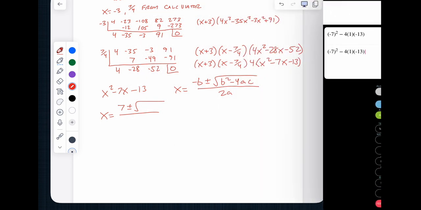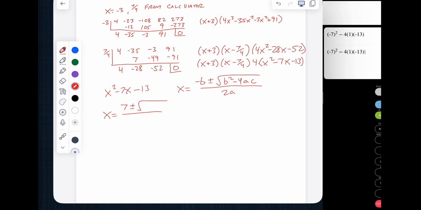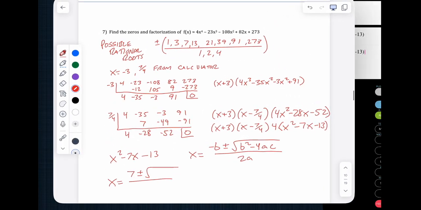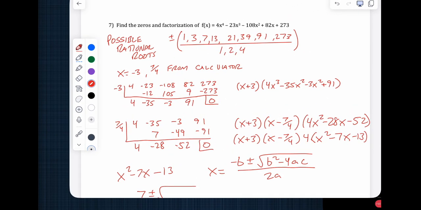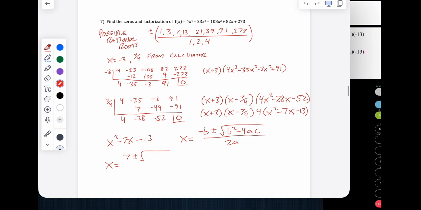Okay, you get 101. Now sometimes that number can be simplified, but 101 is a prime number, I believe. You can't divide 101 by anything. So, I can't really simplify that over 2 times A.